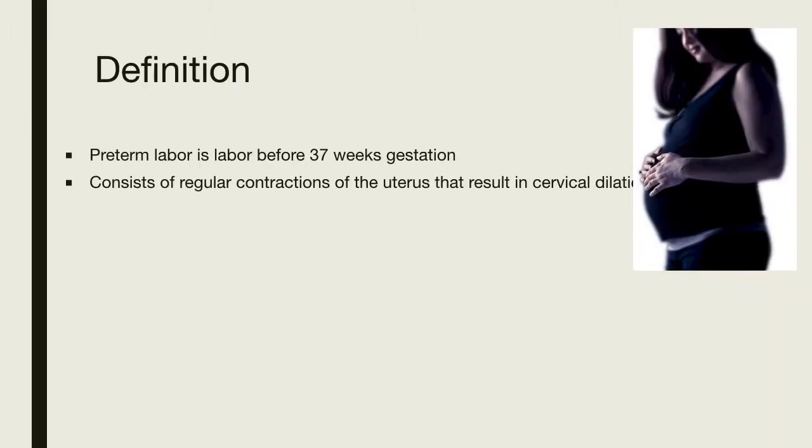The definition of preterm labor. Preterm labor is labor that is between 20 and 37 weeks gestation. Preterm labor consists of regular contractions of the uterus that results in cervical dilation.